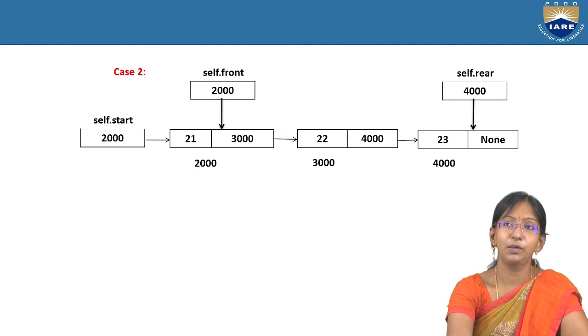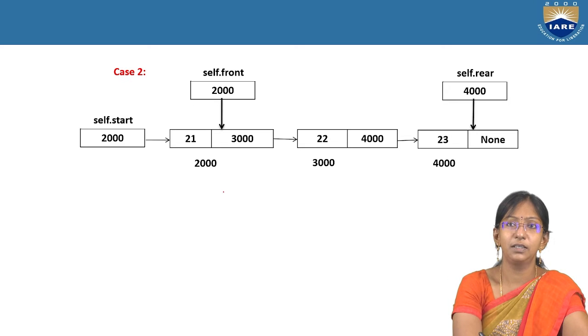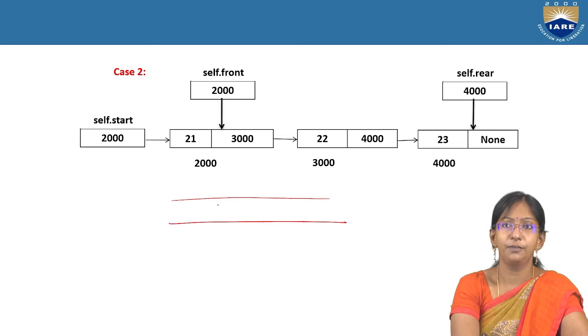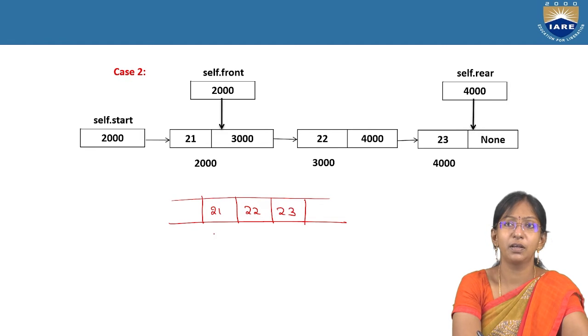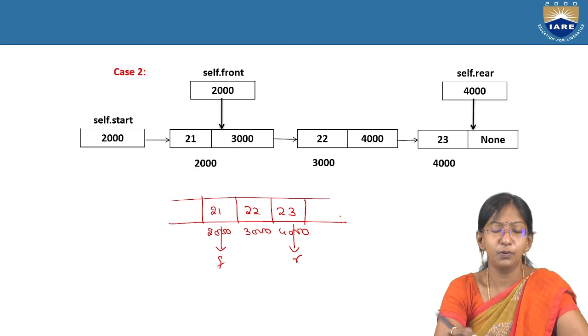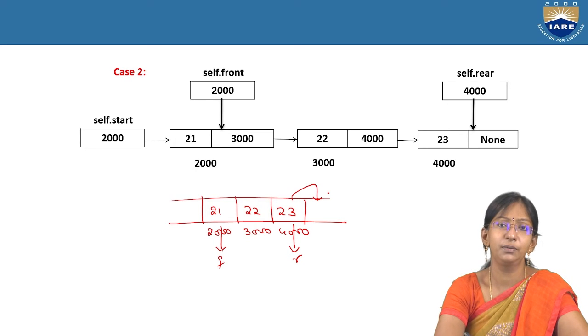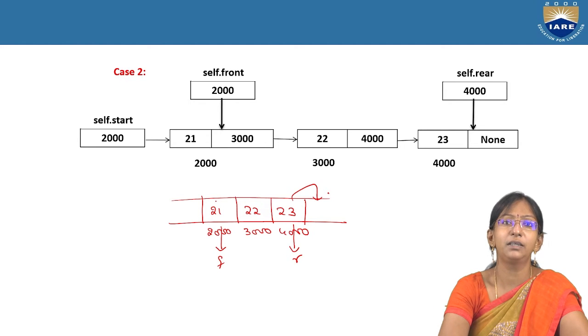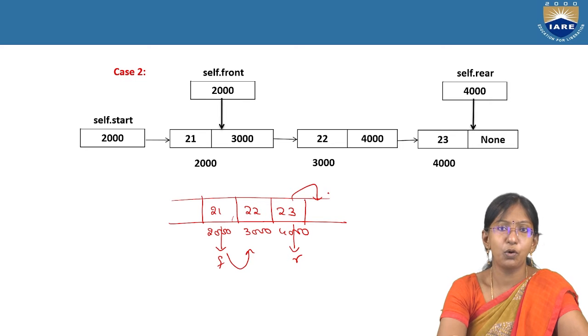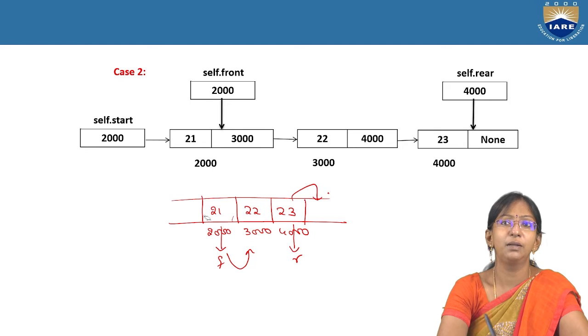Okay, yeah. The next case, have a look at this picture, guys. If we take it in terms of arrays, if I redraw this using arrays, then 21, 22 and 23 are the elements I have, located at 2000, 3000 and 4000. The front is pointing to the element 21, whereas rear is pointing to the element 23. If you want to insert an element, you can insert it after 23, and if you want to delete an element, you have to delete the element at 21 and make your front hop and point to 22. I'm concentrating on the deletion operation right now. So I want to remove the element present at location 2000, which is element number 21.